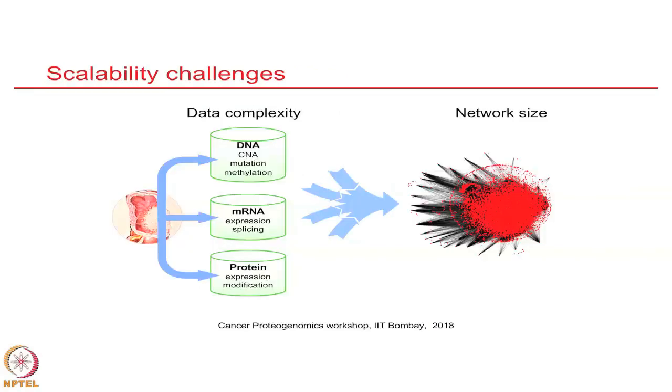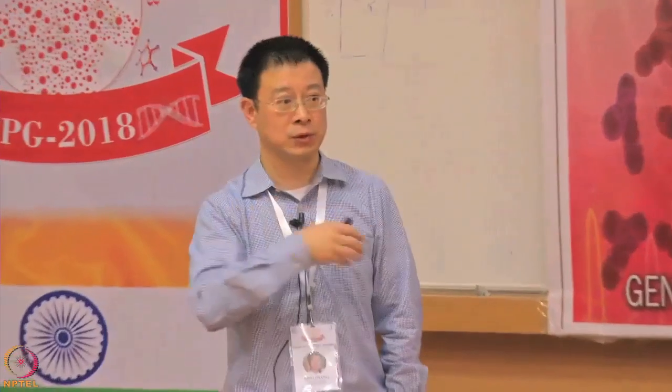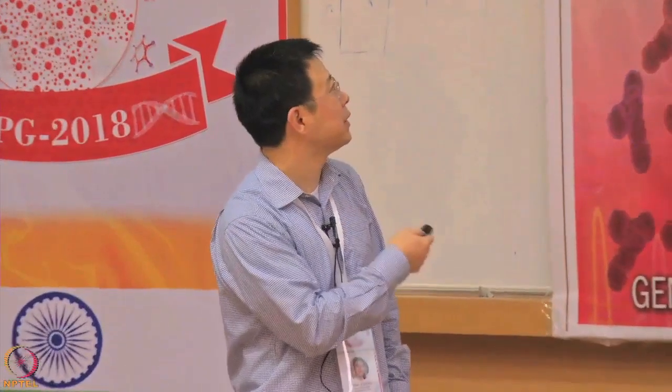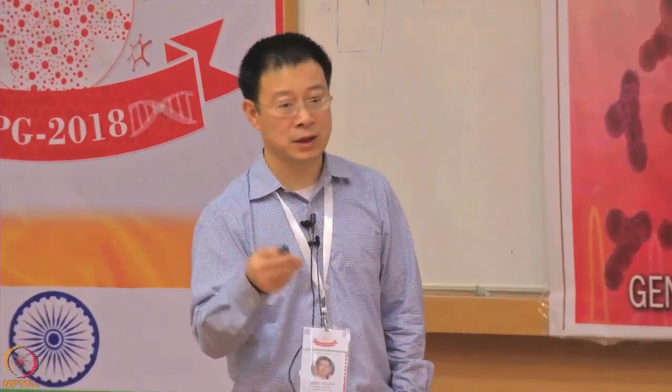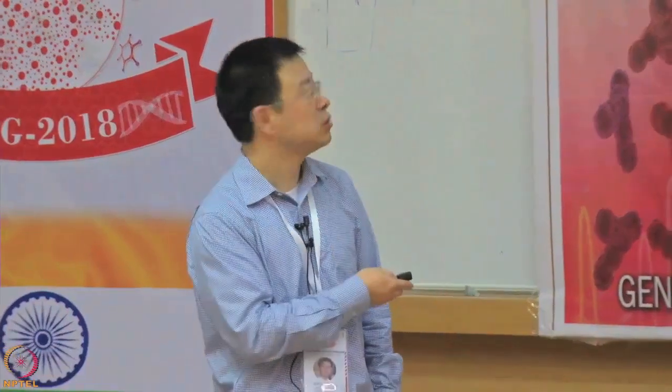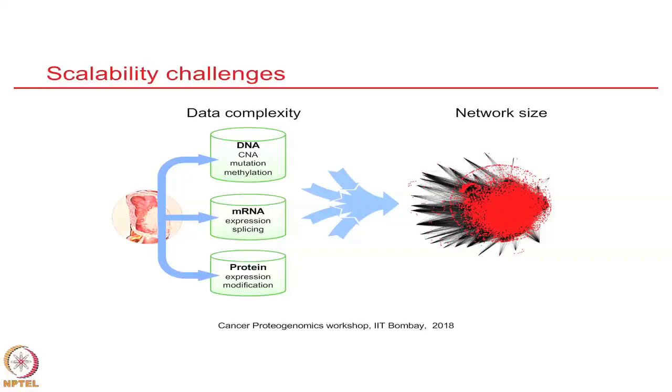But there is also a challenge. Although Cytoscape is very good for small networks, when you have the whole protein-protein interaction network with 10,000 nodes and maybe 100,000 edges, it's very difficult to see anything. It becomes a hairball again, right?